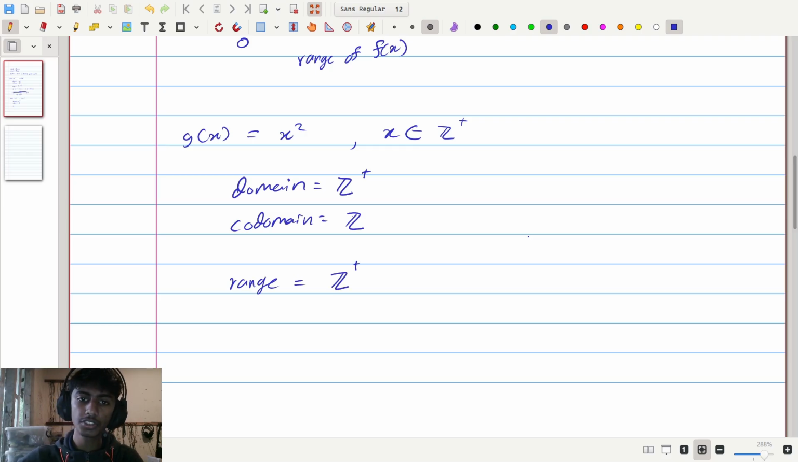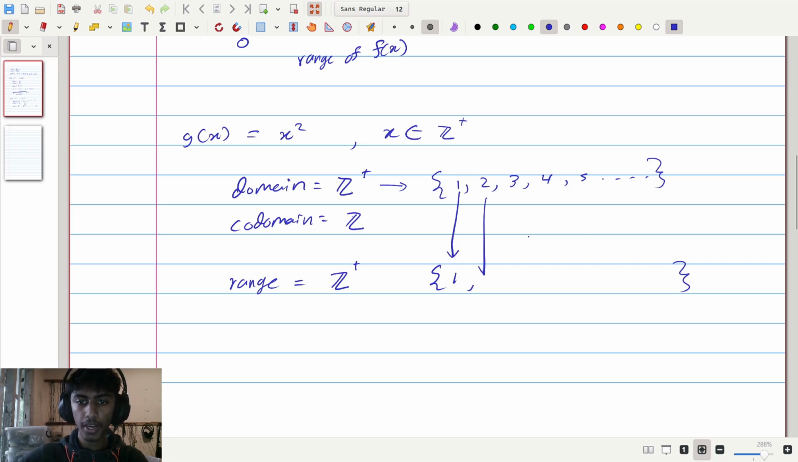Why? Well, let's just see what happens when we square these numbers. If I take the domain of positive integers, this is the set 1, 2, 3, 4, 5 and so on. If I convert this into the range, what do I get? 1 squared maps to 1. 2 squared maps to 4. 3 squared maps to 9. 4 squared maps to 16. And 5 squared maps to 25 and so on.